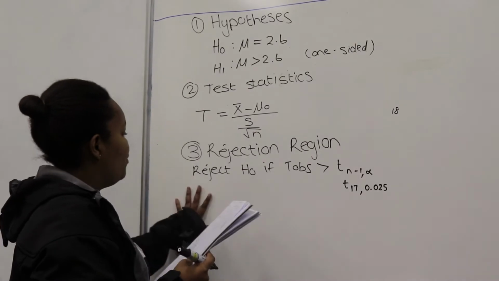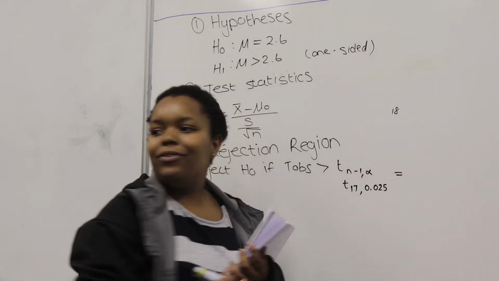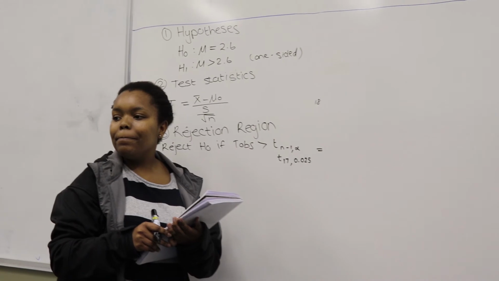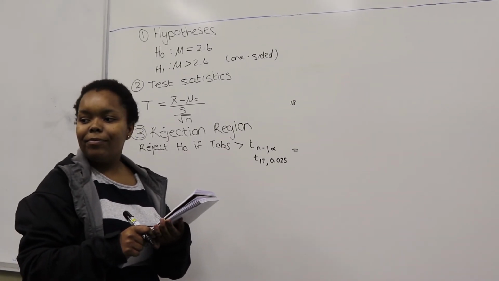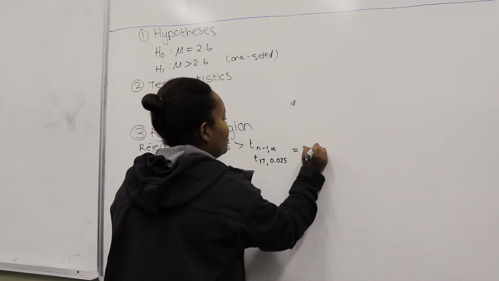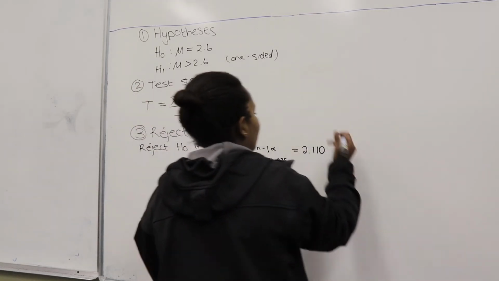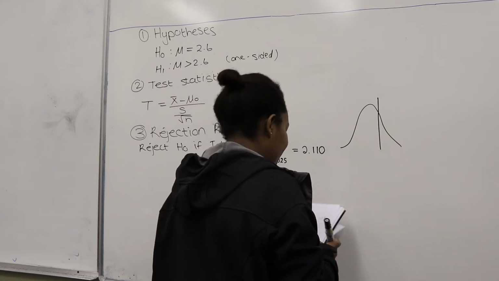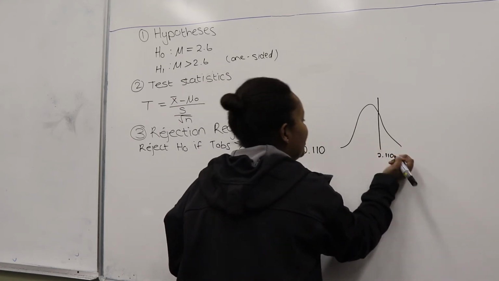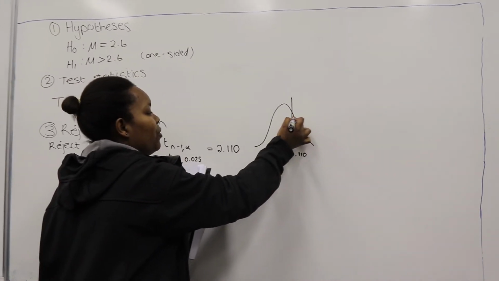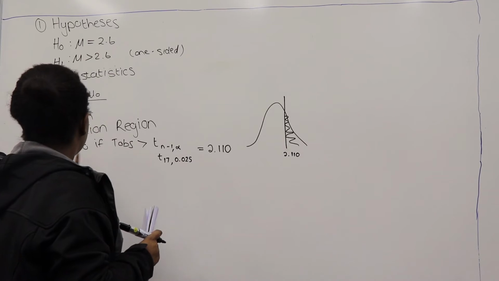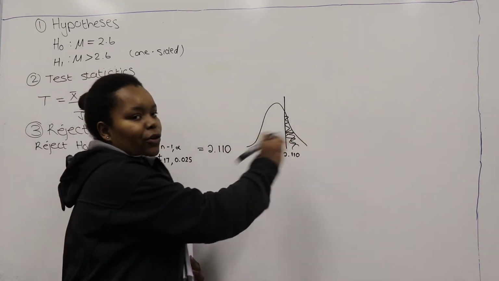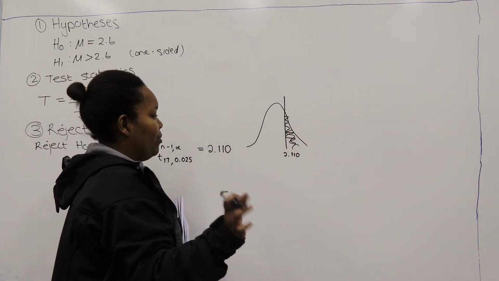Okay, so rejection region. Guys, could you please check T of 17, 0.025? Yeah, it's 2.110. Okay, then what I normally do is draw a picture so that I don't get confused. So this is your 2.110. Basically, this T value is your bouncer. So we're saying we're going to reject H0 if T observed is greater than this value. If you're bigger than your bouncer, then you're not allowed into the venue. Not invited to the party, basically.